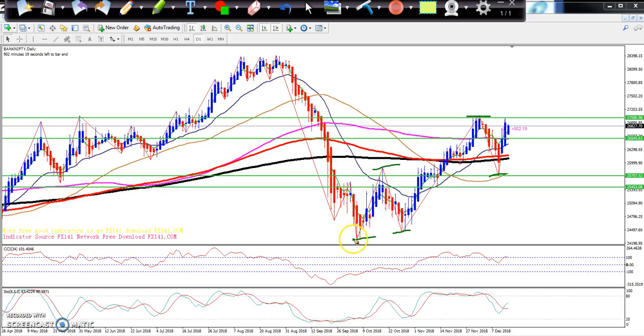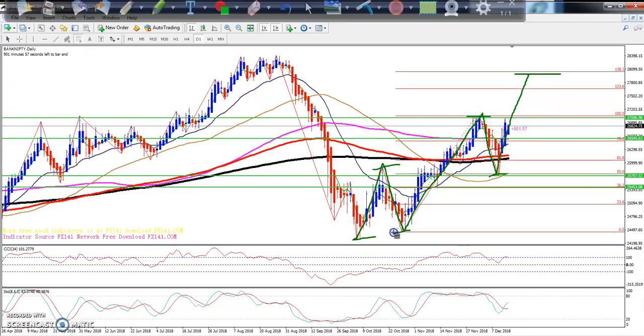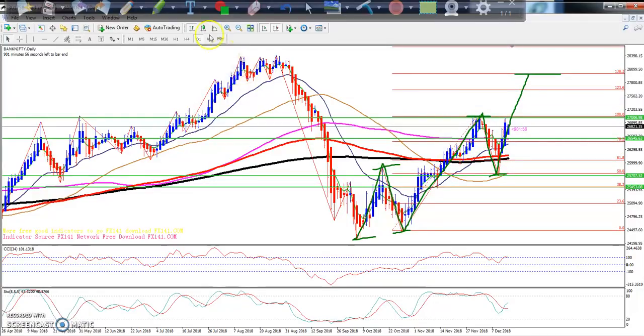So first you can see wave 1, wave 2, wave 3 and wave 4, and they're trying to make wave 5. Okay, so what is wave 5? How will I determine where wave 5 will be? In that case we use Fibonacci. Let me explain.